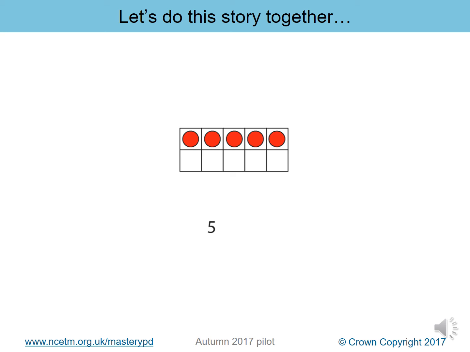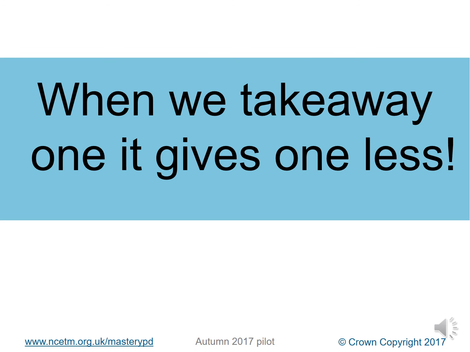Now let's try it with a tens frame. So this time I've got 5. I haven't got any more than that because I can see it's empty. I've got 5. I'm going to take 1 away, which leaves me with 4. 5 take away 1 equals 4, or 1 less than 5 equals 4. When we take away 1, it gives 1 less. So remember, when we add 1, it gives 1 more. When we take away 1, it gives 1 less.